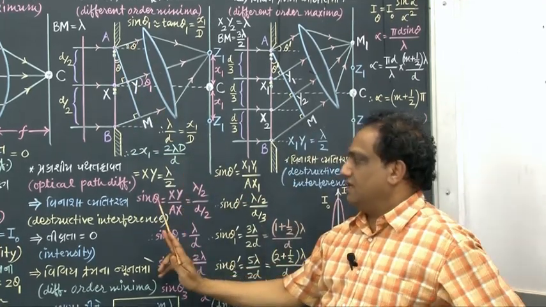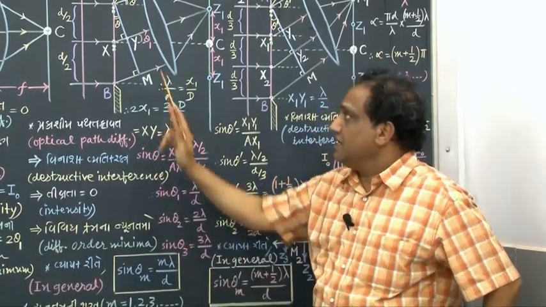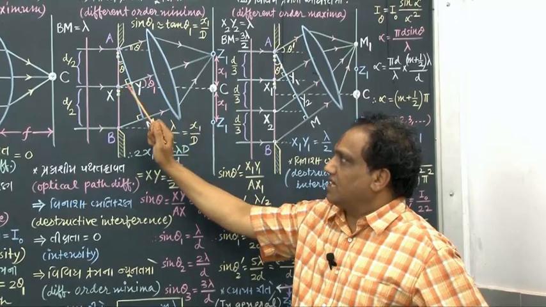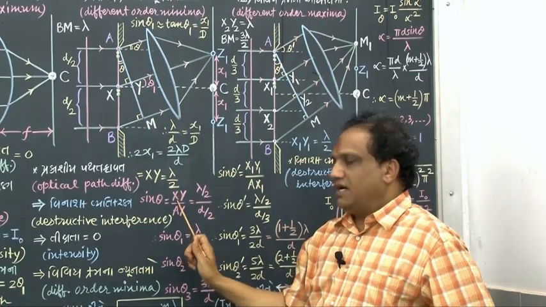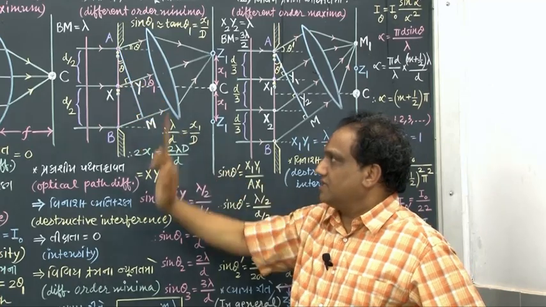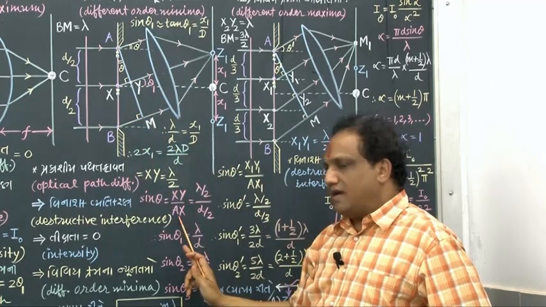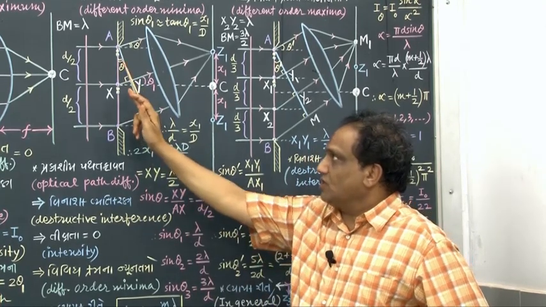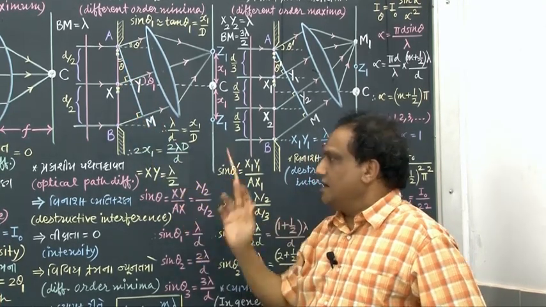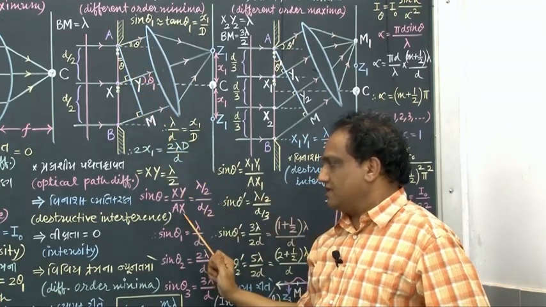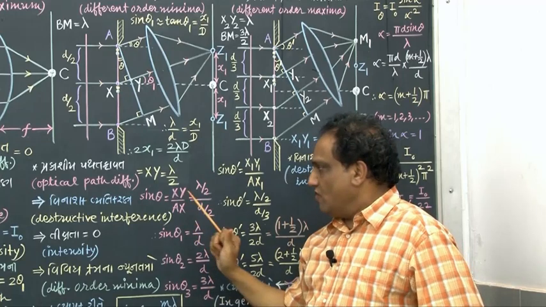Just find out sin theta. In this right angle triangle, find out sin theta. Opposite to theta, which is xy, divided by hypotenuse, which is opposite to right angle, which is ax. Opposite upon hypotenuse. What is opposite to theta? xy, divided by hypotenuse opposite to right angle, which is ax. Here it is ax.